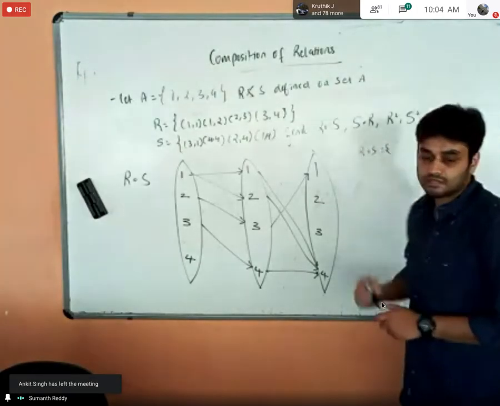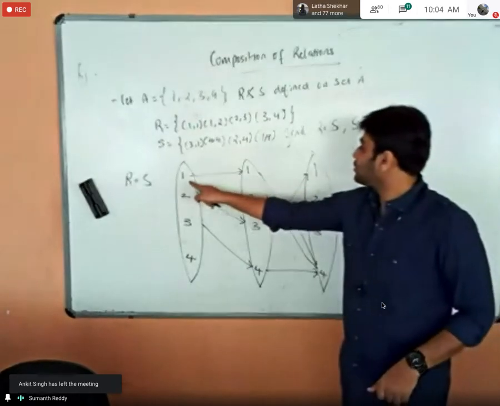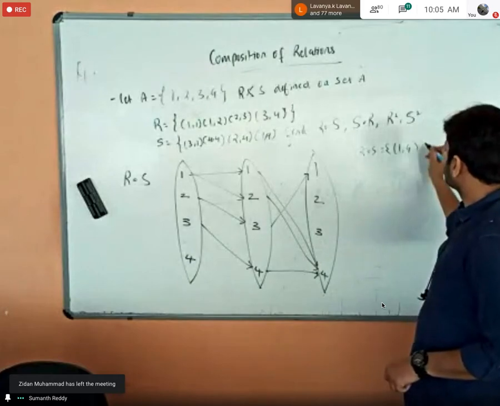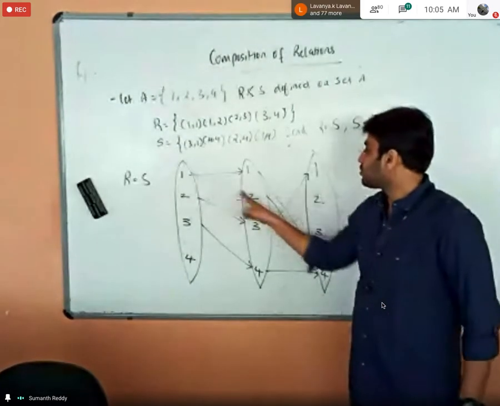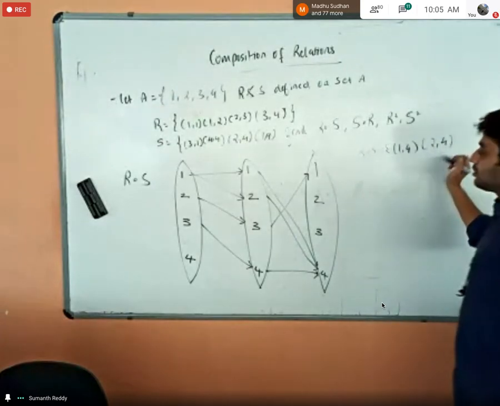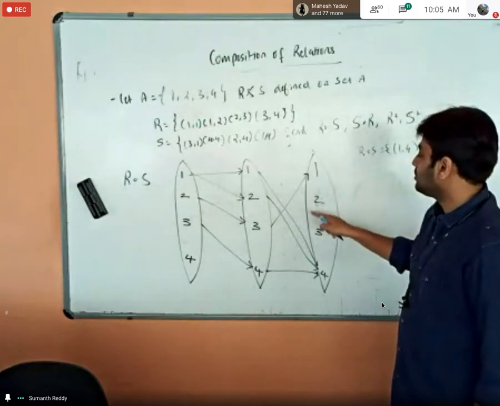Once I write this, I think it will be easy for you to find R composition of S. So 1 leads to 1, and further 1 leads to 4. So I'll be having 1, 4. Next, 1 leads to 2, and 2 further leads to 4, so 2, 4. Then 2 leads to 3, and 3 leads to 1.